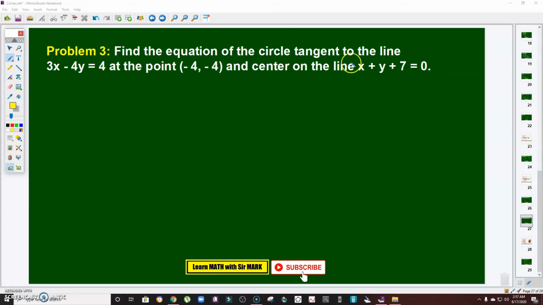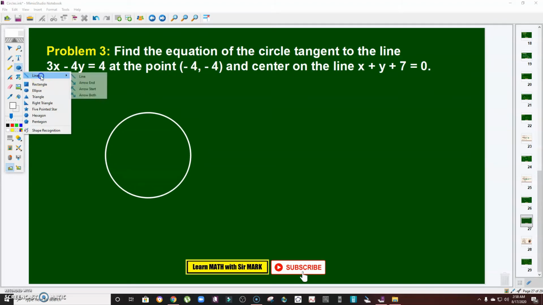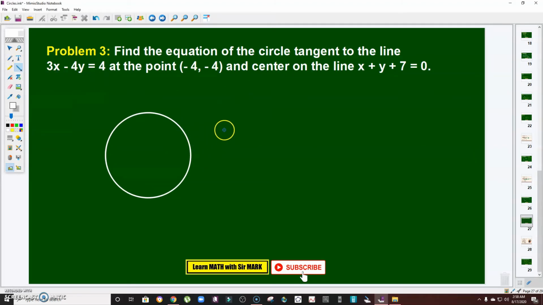Find the equation of the circle tangent to the line 3x minus 4y equals 4 at the point (negative 4, negative 4), and center on the line x plus y plus 7 equals 0. This one is a little different. So again, find the equation of the circle tangent to the line. Like earlier, let me create a circle. Suppose this is my circle, and then I have a tangent line.